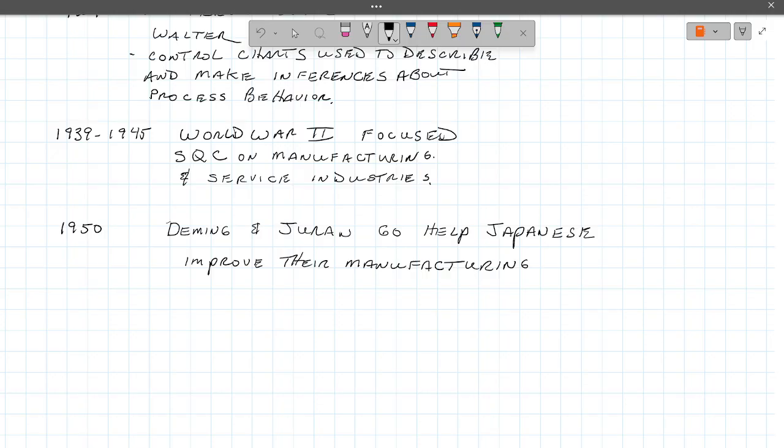So, you guys are way too young for this. I know this for a fact. When I was a kid, everybody wanted a Japanese transistor radio. Okay, it was the coolest thing. Japanese were really good at manufacturing transistor radios.